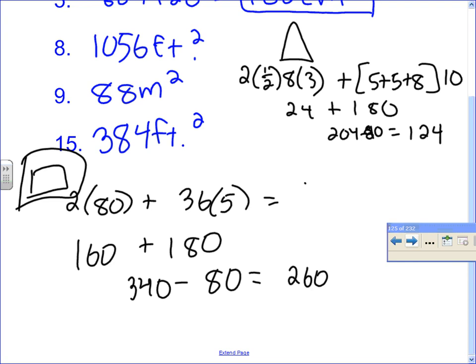I don't know where my pen is. And I want you guys to open up to cylinders. We're going to talk about surface area of a cylinder today.